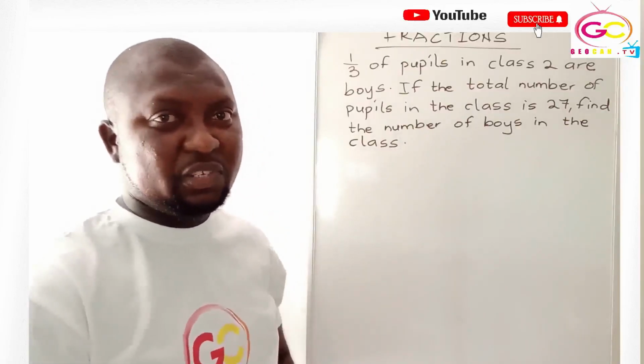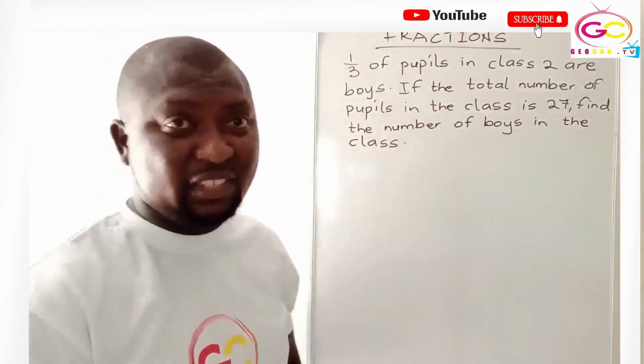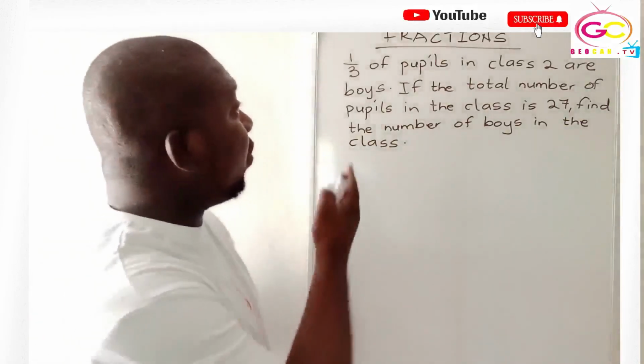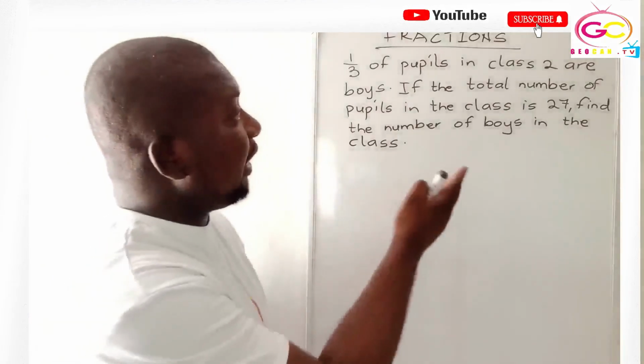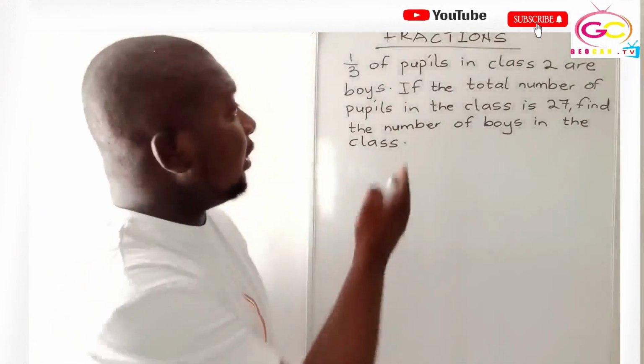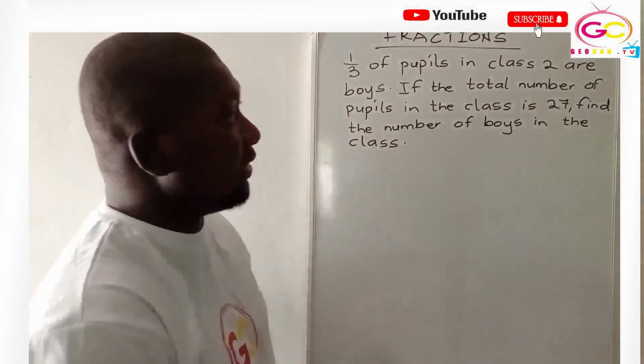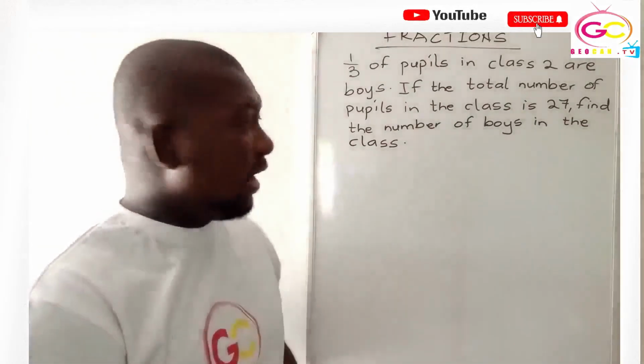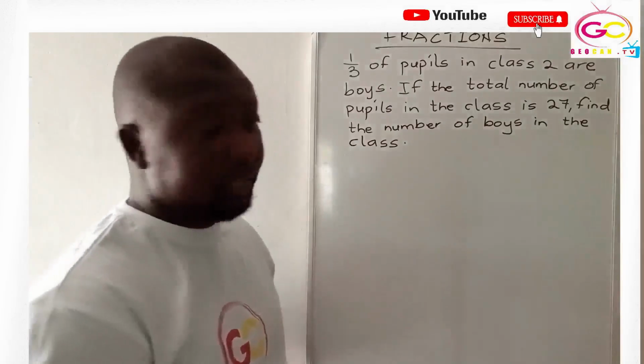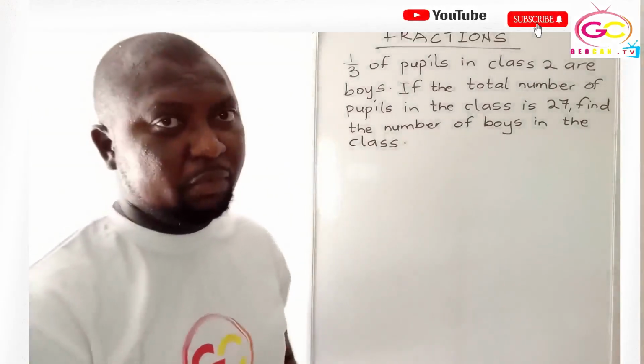Yes, let's tackle this question on fractions. Pay critical attention here. Now, what do we have? 1 over 3 of pupils in class 2 are boys. If the total number of pupils in the class is 27, find the number of boys in the class. Good. This is simple, right?